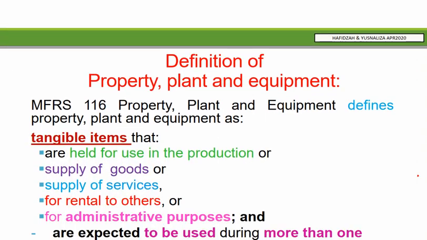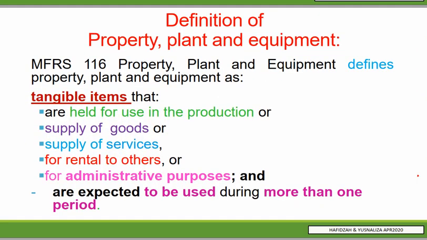So let us look at the definition of property, plant, and equipment. MFRS 116 Property, Plant and Equipment defines property, plant, and equipment as tangible items. Tangible means it has physical substance. You can see it, touch it, feel it. Tangible items that are held for use in the production or supply of goods or services, for rental to others, or for administration purposes, and are expected to be used during more than one reporting period.